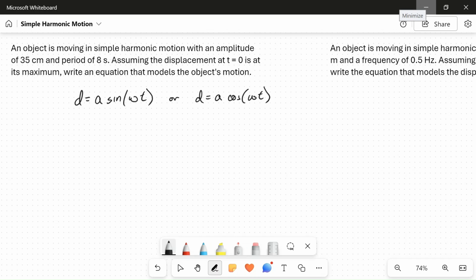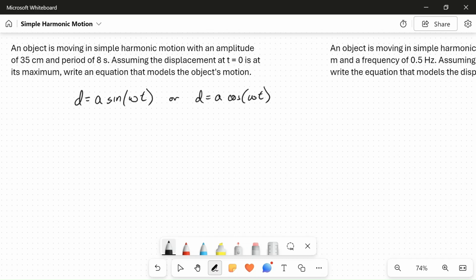Again, d is for displacement, t is time, A is amplitude, and omega is just related to the period. In the graphs that we were looking at before, just replace omega with k. It's the same stuff.